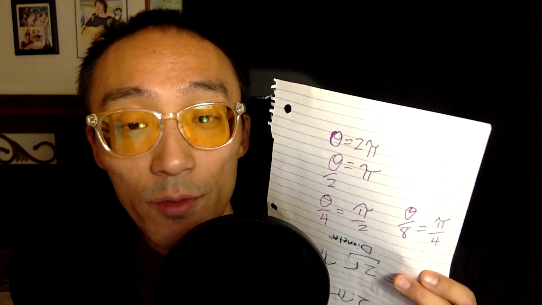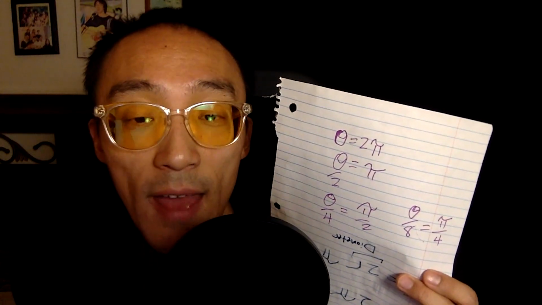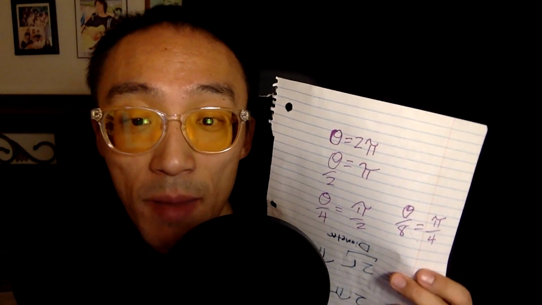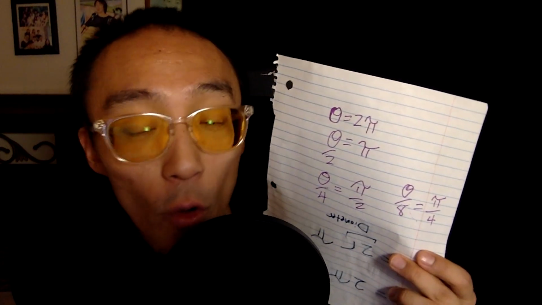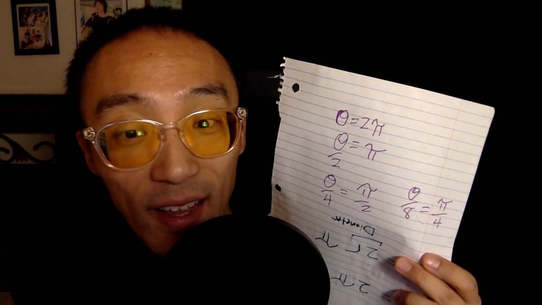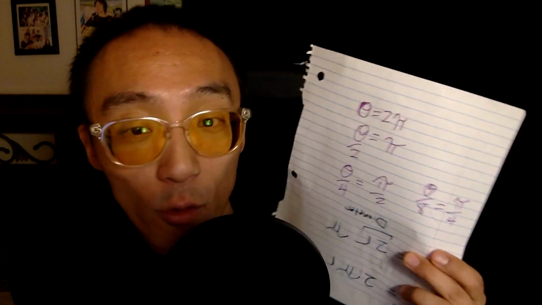So now let's have some fun. We know that a full circle is 2 pi radians. Well, half a circle we already saw was pi radians. What about a quarter of a circle? A quarter of a circle is pi over 2 radians. How about an eighth of a circle? An eighth of a circle is pi over 4 radians, etc. We can break it down, we can chop it, etc.